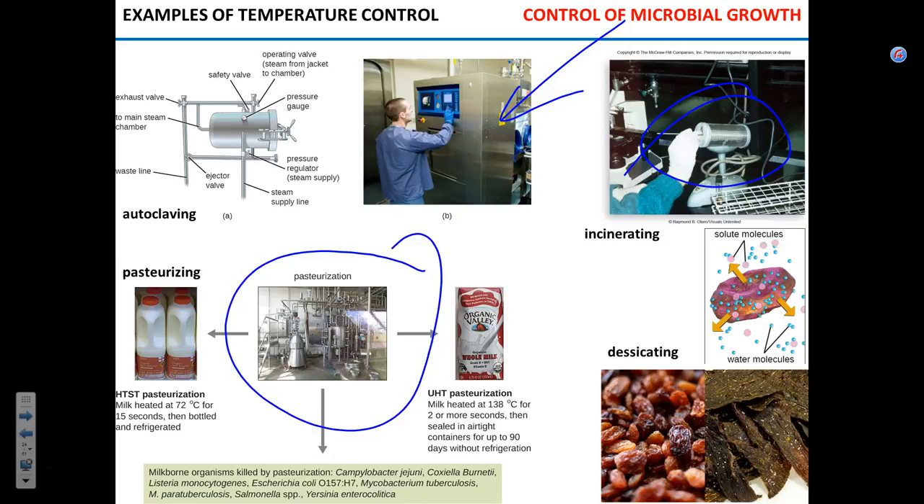Pasteurization. So some milk is pasteurized 15 seconds, lower temperature. Others, 138 degrees Celsius, 2 seconds. So what is killed? Let's see. Campylobacter jejuni, the most frequent cause of diarrheal disease in the U.S. Coxiella burnetii, causative agent of Q fever. It's a zoonotic disease that can be transmitted from goats and cows and other farm animals.